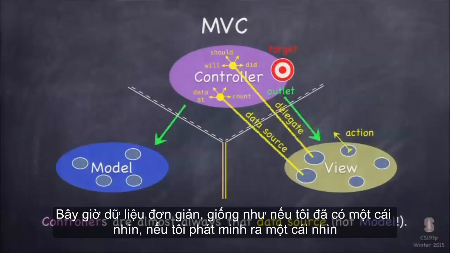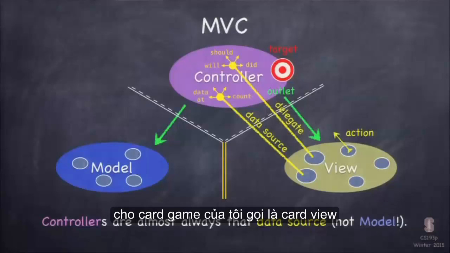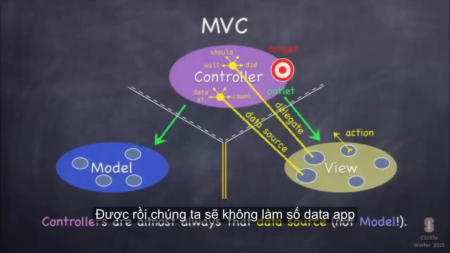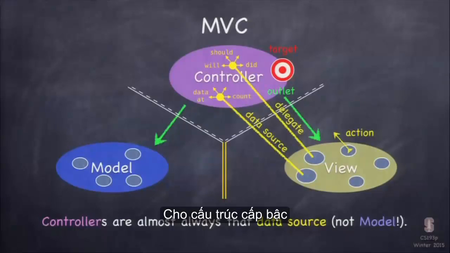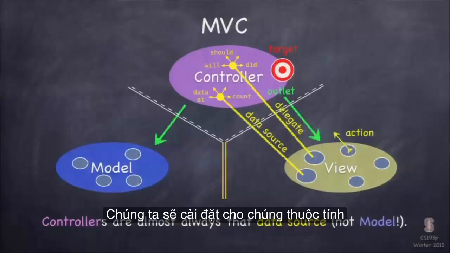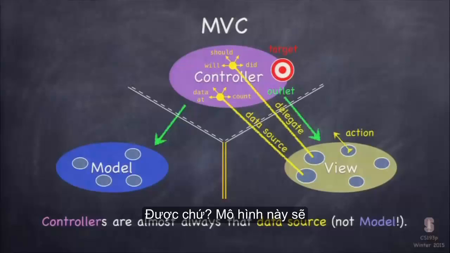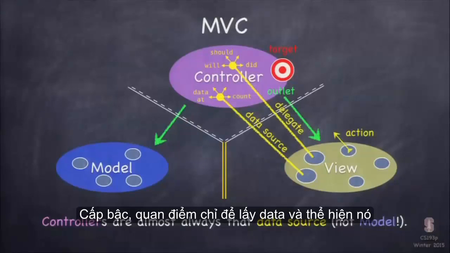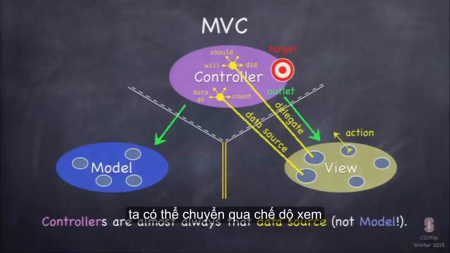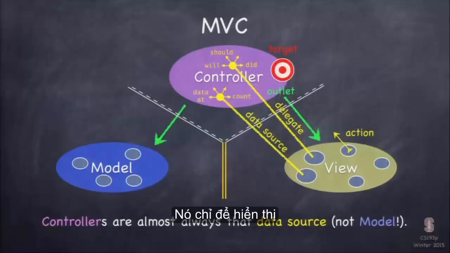Now, simple data, like if I invented a view for my card game called playing card view, and it just has a suit and a rank, we're not going to do a data source for just suit and rank. We are going to set those properties. And so the view would have that data set in it, but it wouldn't be owning it, right? The model would still be owning the suit and rank. The view is just getting that data to present it. So simple data we might transfer to the view, but it's merely for it to display it.